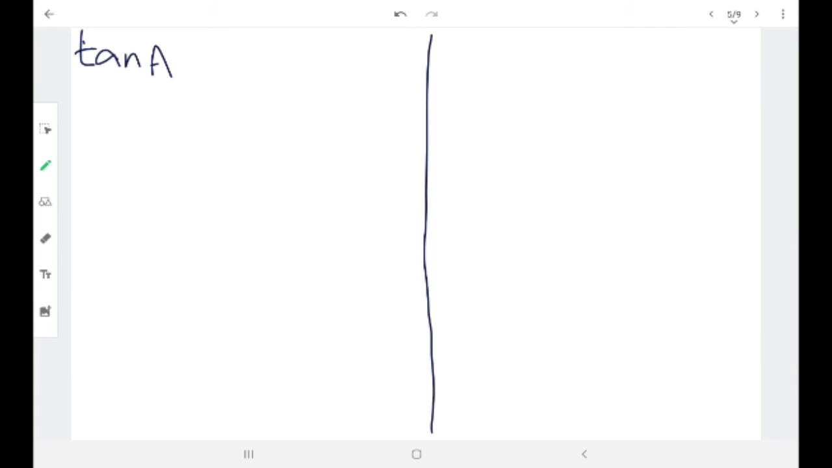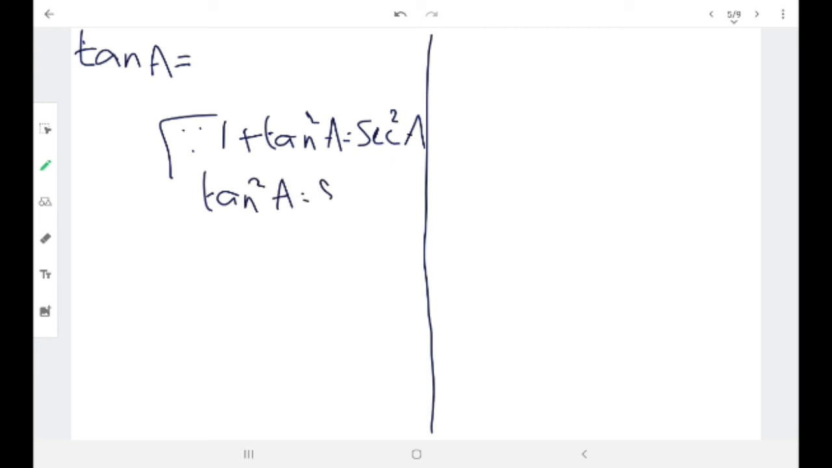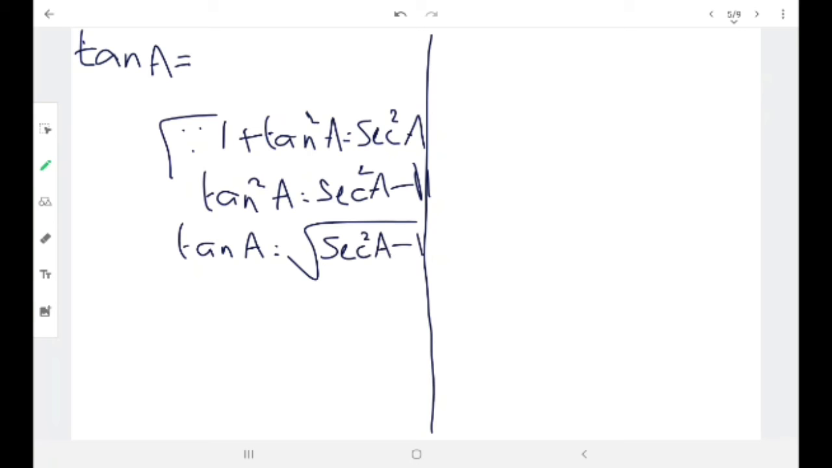Tan A in terms of secant A. We know that using the identity 1 plus tan square A is equal to secant square A. Therefore, we can write tan square A as secant square A minus 1. That is, tan A is equal to root of secant square A minus 1. We have written tan A in terms of secant A.